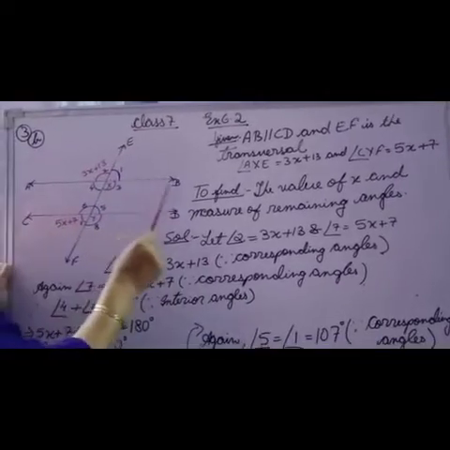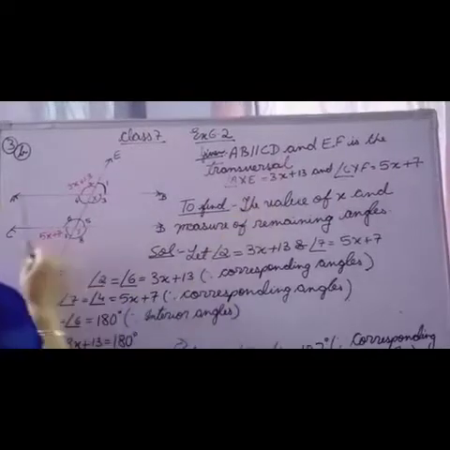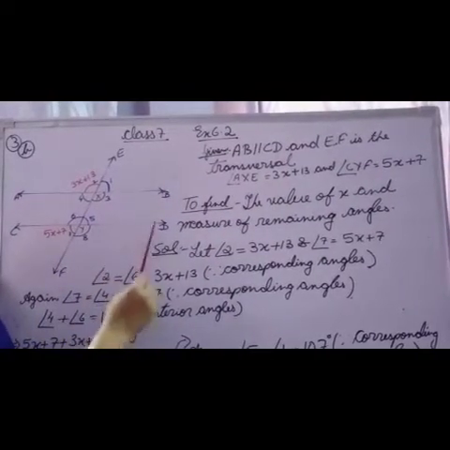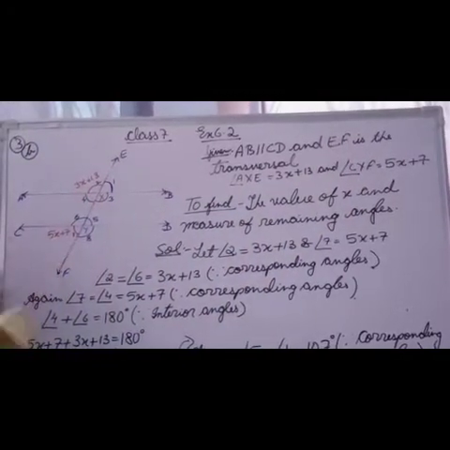And very neatly you will label it up. Now what is given here? AB is parallel to CD. So AB is parallel to CD. These two lines are parallel. And EF is the transversal. So this is EF. EF is the transversal.